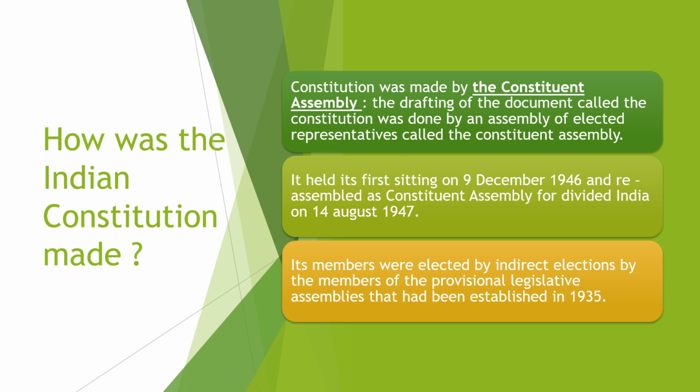The Constituent Assembly was actually a body which was framed to design our constitution. But it was not a directly elected body. The members of the Constituent Assembly were elected by the members of the Provisional Legislative Assemblies.